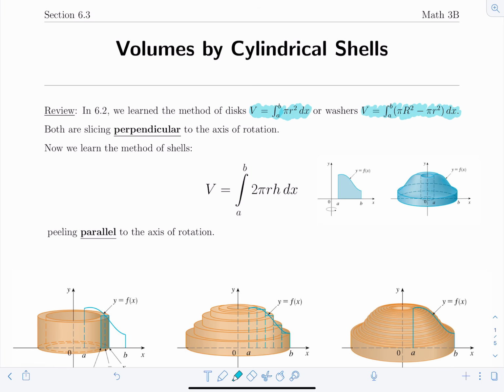We're still going to be computing volumes of solids of revolution, but we're going to look at a different way or approach to compute the volume. The setup is as follows. The volume is given by the definite integral from a to b of 2 pi r h dx. When you use the method of cylindrical shells, you peel parallel to the axis of rotation. That's the main difference. When you're setting up using disks or washers, your slices are taken perpendicular to the axis of rotation, whereas with shells, you're peeling parallel to the axis of rotation.